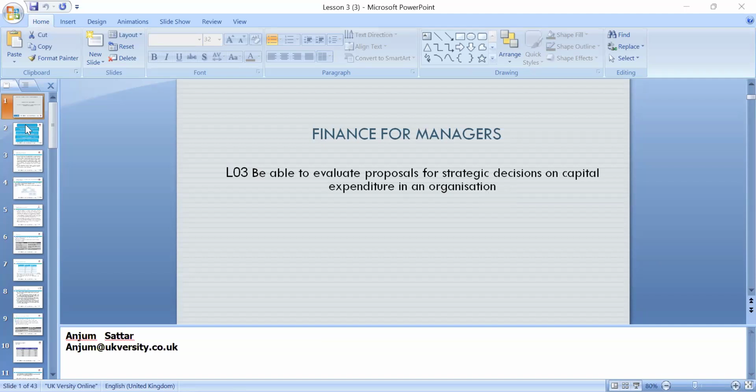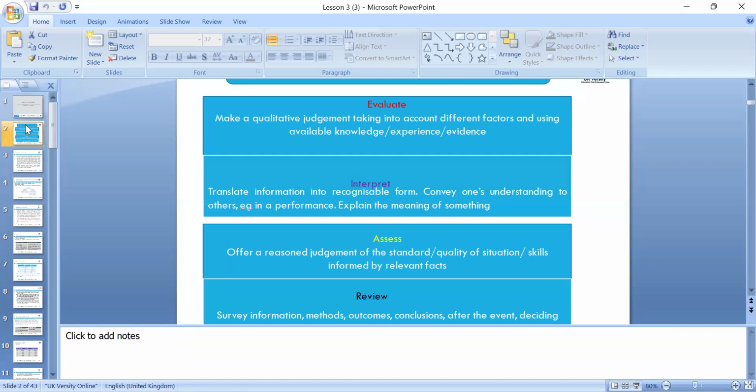So today we have the command verbs, and it is always good to look around: evaluate, interpret, assess, and review. We have these assessment criteria which we'll go through. When we say evaluate, it means a qualitative judgment, taking into account different factors. If you're weighing different factors, you're evaluating.